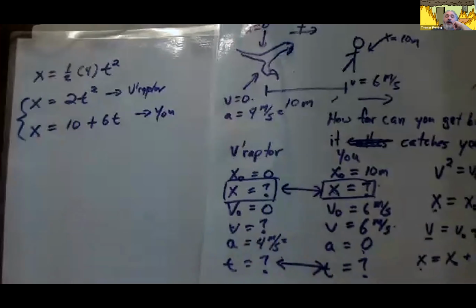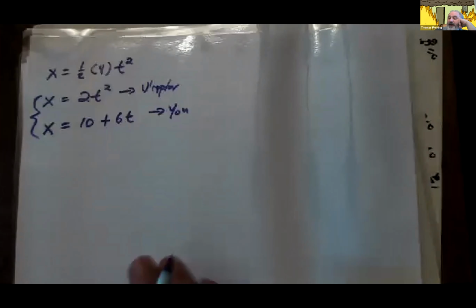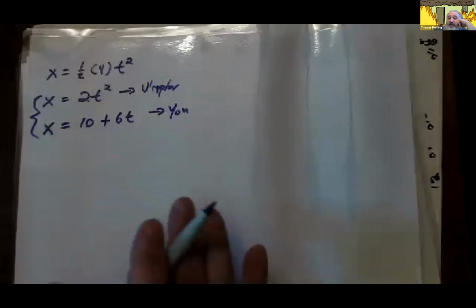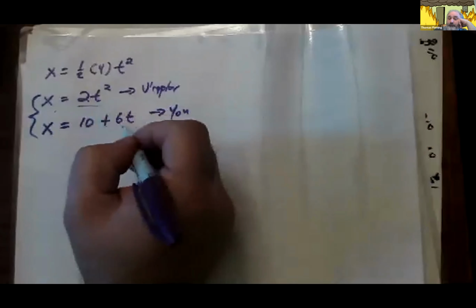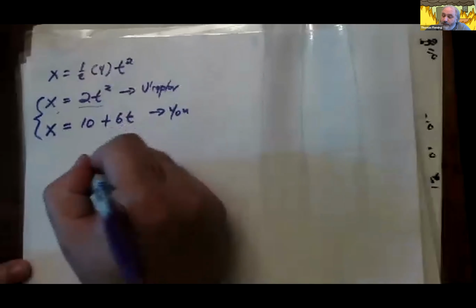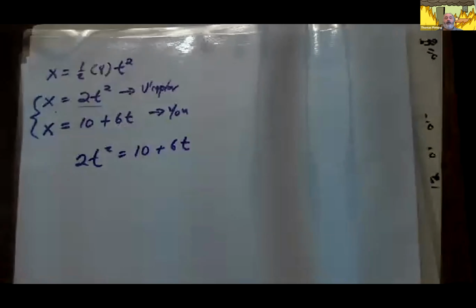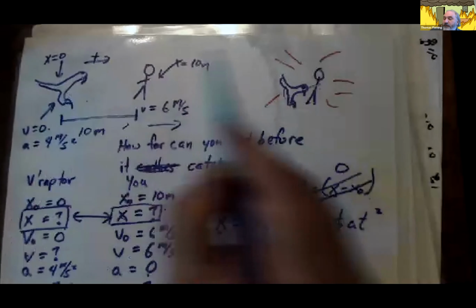In order to solve this, at this point, it turns into a math problem. I want to solve these two equations, and the first thing I notice is that if x equals this garbage, but x also equals this garbage, then by the transitive property, this equals this. If I do that, it eliminates x, and I only have t's. So I'll have 2t squared equal to 10 plus 6t. Since I've eliminated all the x's, I'll be able to solve for the time it's going to take for the velociraptor to travel from here to here.